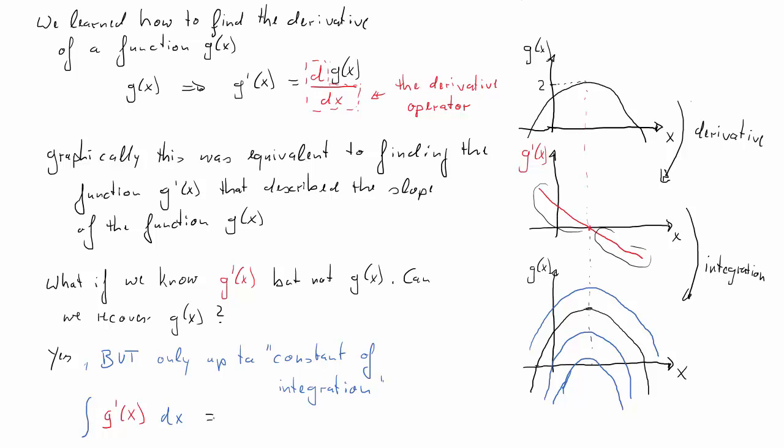So we call this the integral of g prime of x over dx, and the curvy s at the beginning, together with the dx, the variable over which we find the integral, is what we call the integral operator. On the right hand side we find g of x, but as there is a constant of indeterminacy, the constant of integration, we add this c, indicating that there are many functions whose derivative is g prime of x.